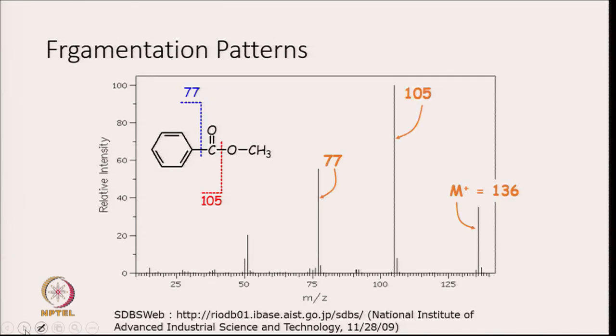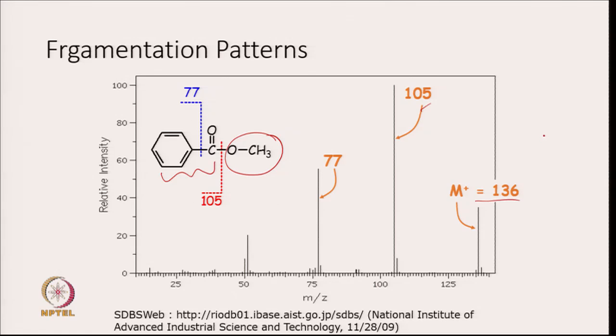And here is one example of a fragmentation pattern resulting from an ester. If the CH3O group leaves, giving a cation having the C6H5CO plus structure, that will give you a peak at 105, and the molecular mass peak will be at 136.